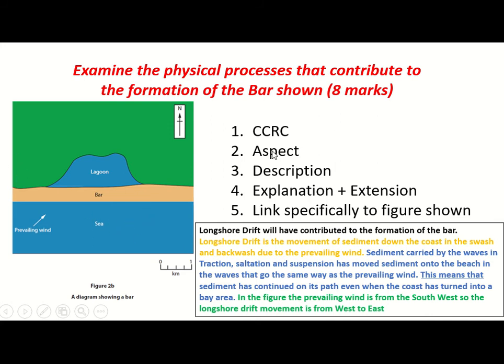But as long as you follow it, name your aspect and describe what it is. So what is deposition? Why does it occur? Explain how that contributed to this bar forming and try and extend it, and then link it to the figure shown. And other things you could link, look, you've got a scale here which shows you how wide the bar is. You could say, well, the bar is approximately 2.5 kilometers wide. So you've got lots of information you can use in this answer.